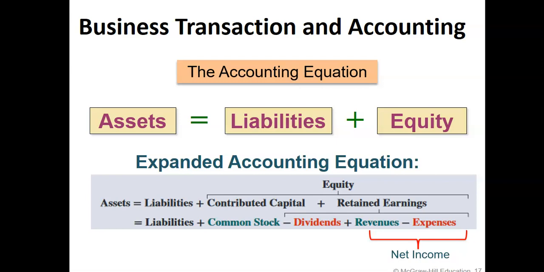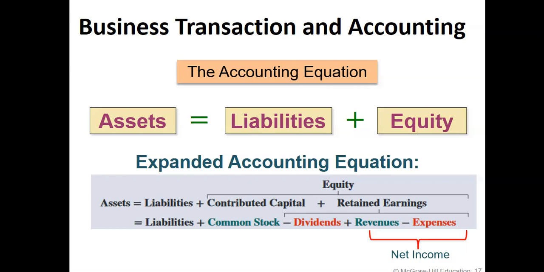Contributed capital is money that the owners put into a company. For a corporation, that is called common stock. Retained earnings is the income that a company has earned, saved up since the beginning of the time that the company has existed, minus any dividends that have been paid out to shareholders. Retained earnings is made up of net income, and net income is created by our revenues minus our expenses.